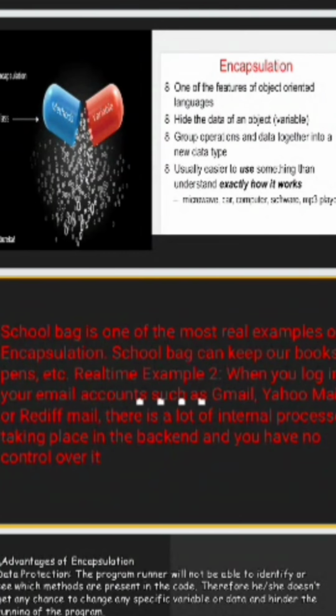And example 2 is when you log in to your mail accounts such as Gmail or Yahoo Mail, etc. There is a lot of internal process taking place in the backend code, and you have no control over it. We just enter the mail ID and the password. Whatever the backend code is running, we don't know, the data will be hidden. It is an example of encapsulation.